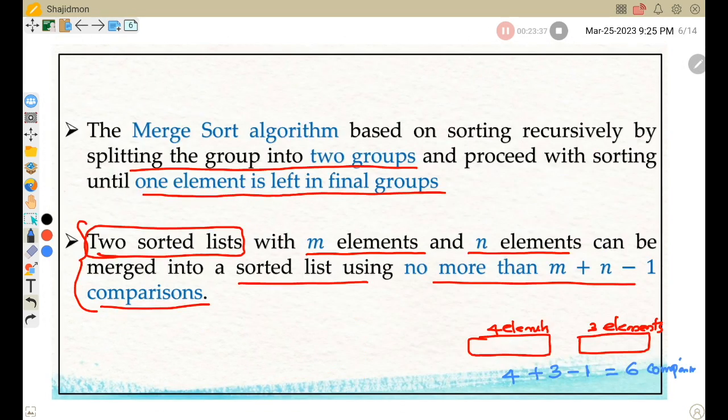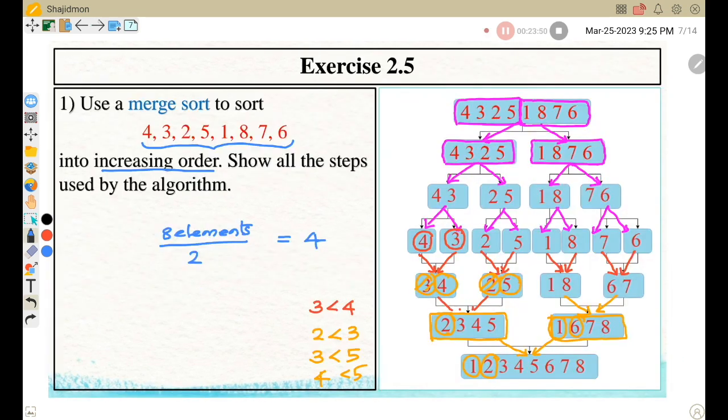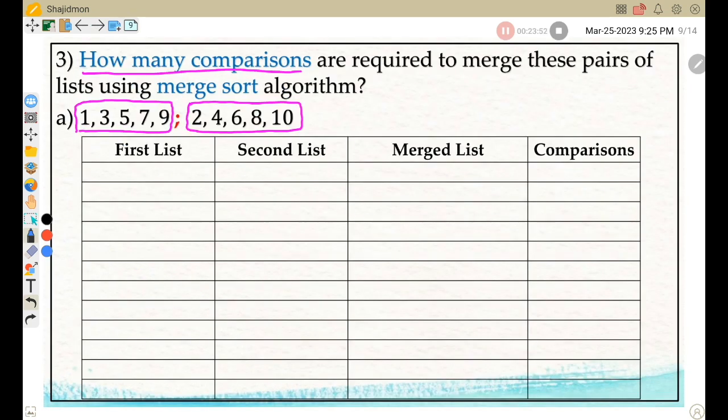I discussed that rule here. Two sorted lists, with m elements and n elements, can be merged into a sorted list using no more than, that means maximum, m plus n comparisons. Now let me see how many comparisons are exactly taken in this question. So we will do that one. What is the first list here? 1, 3, 5, 7 and 9. What is the second list? 2, 4, 6, 8 and 10, correct?